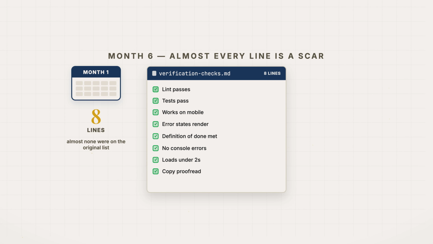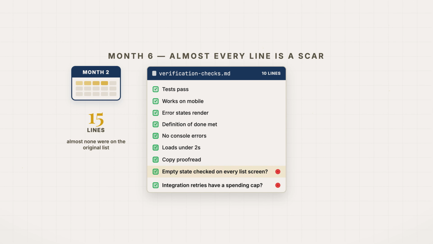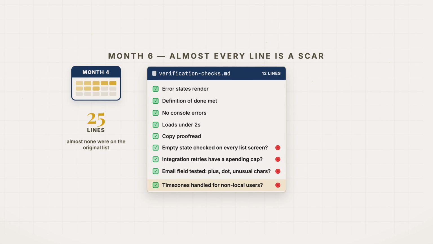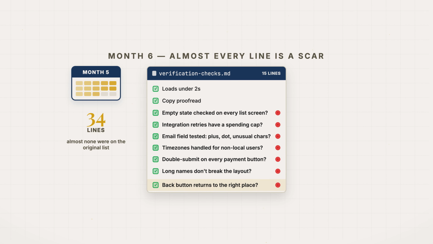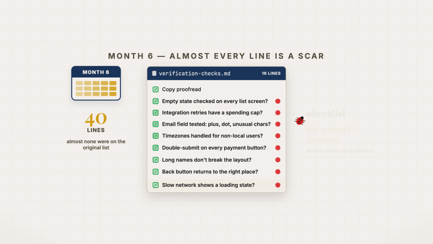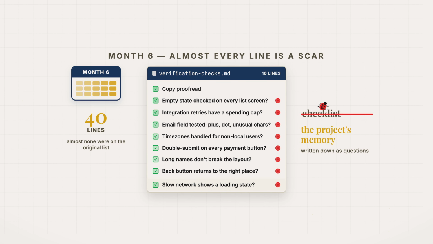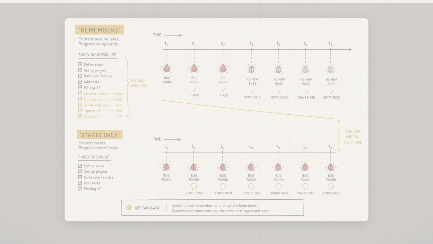Now picture the same project 6 months in. That checklist is 40 lines. And here's the thing about those 40 lines. Almost none of them were on the original list. Every one past line 8 is there because something went wrong once. You shipped a screen, it crashed when its list came back empty, and that cost you an afternoon. So a line went onto the checklist that would have caught it, and you never shipped that crash again because the project won't let you walk past it without asking. Multiply that by 6 months of shipping. You don't have a checklist anymore. You have the project's hard-won memory written down as questions. And that is the whole game.